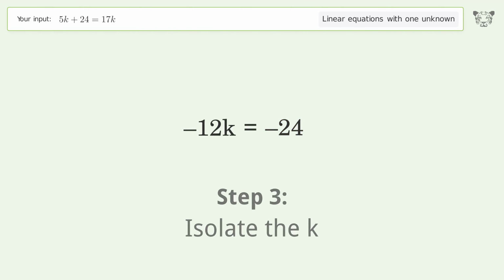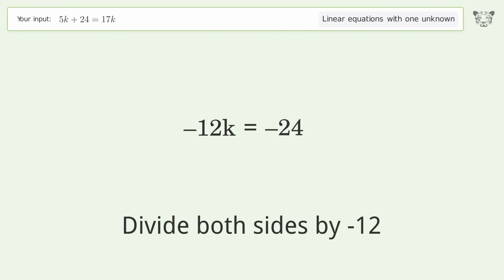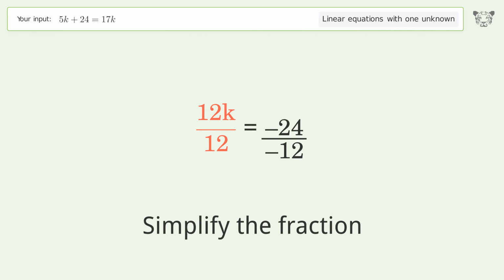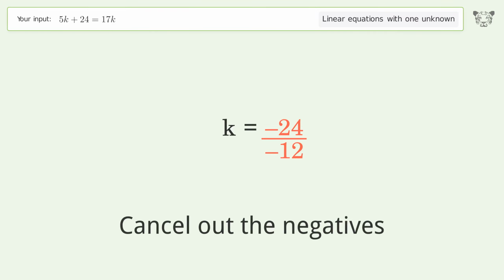Isolate the k. Divide both sides by -12. Cancel out the negatives. Simplify the fraction. Cancel out the negatives.